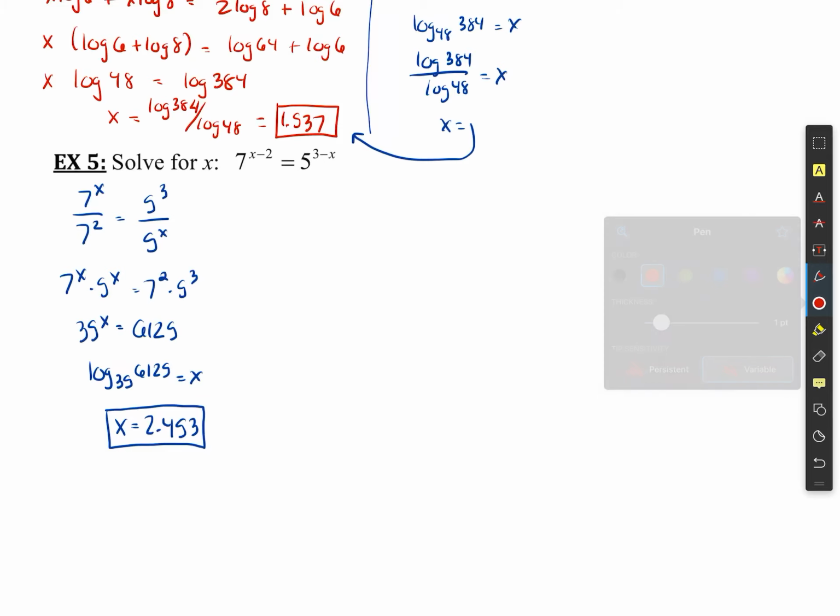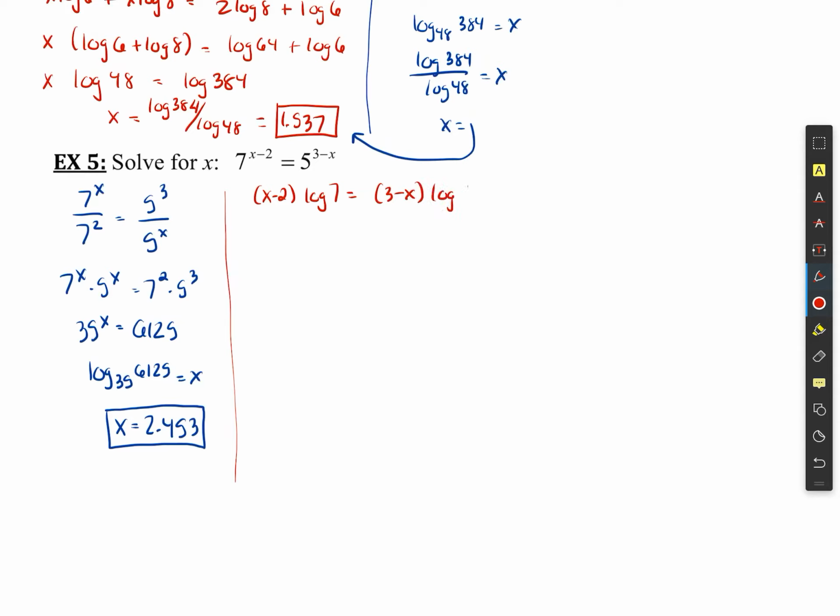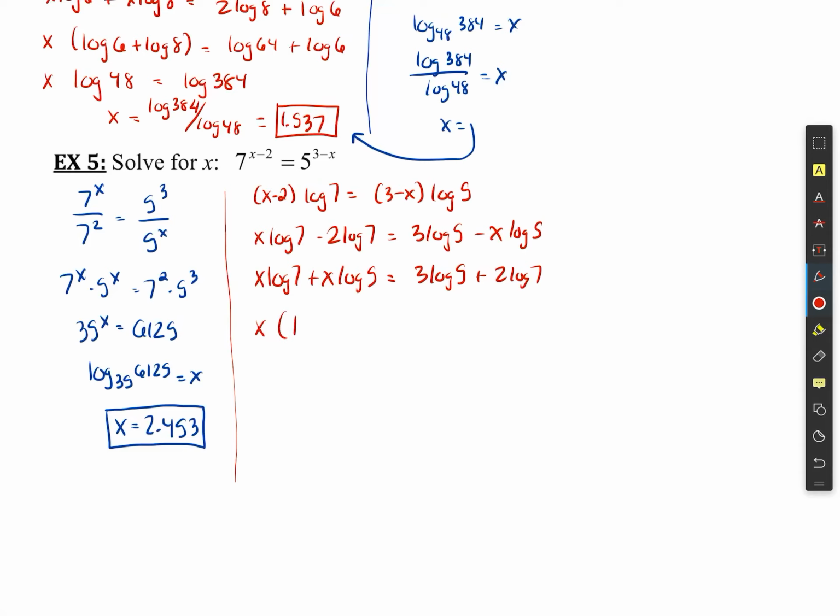If I go back to the log rule, this problem will also work. So here I'd have x minus 2 log 7 equals 3 minus x log 5. Expand. All right, so now I got it all expanded. X's to one side, numbers to the other. X log 7 plus x log 5 equals 3 log 5 plus 2 log 7. GCF the x.